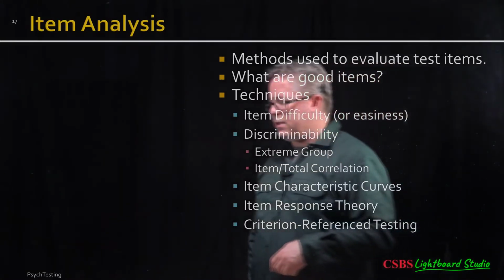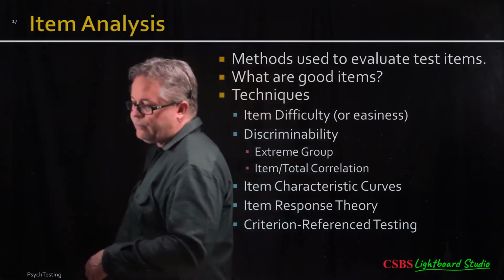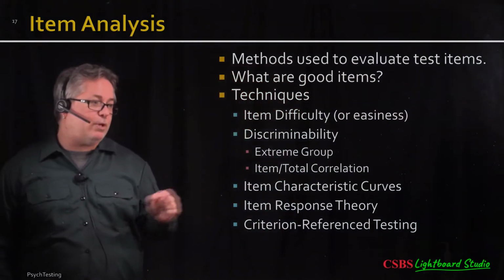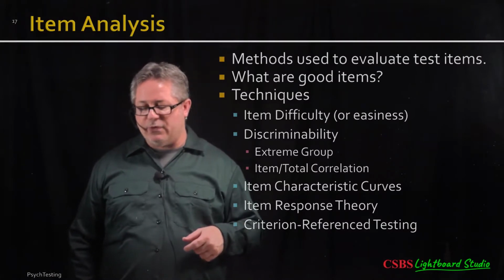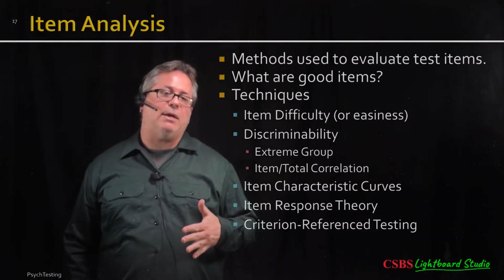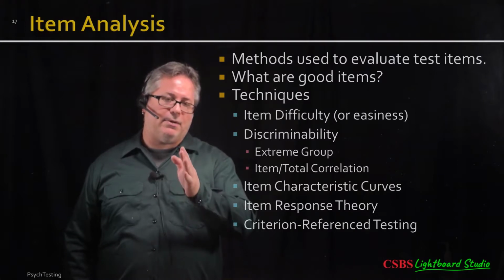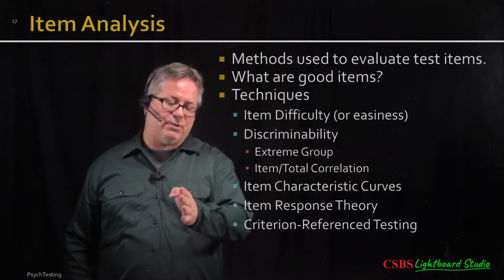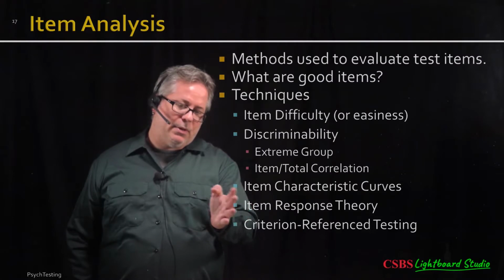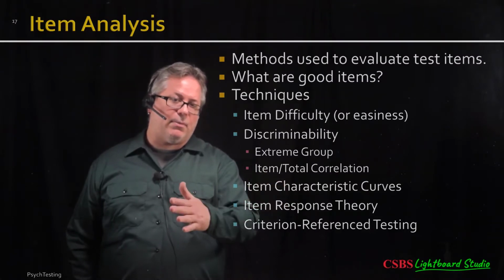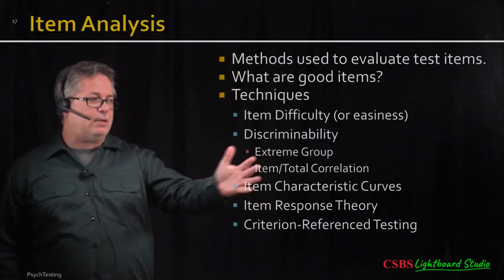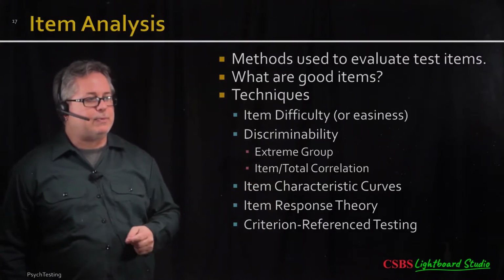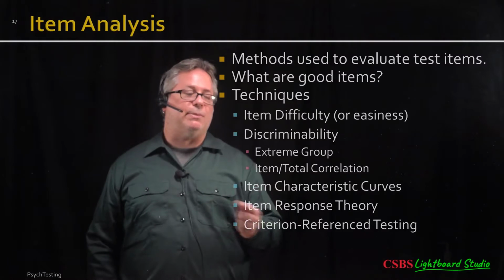Discriminability has to do with the item's ability to discriminate between people using the scale. So if you have a depression inventory, you want your items to be discriminating. If I answer yes to an item, that means hopefully I'm on the upper end of depression. If I answer no, I should be on the lower end, and the items are able to discriminate between people on the two different extremes.